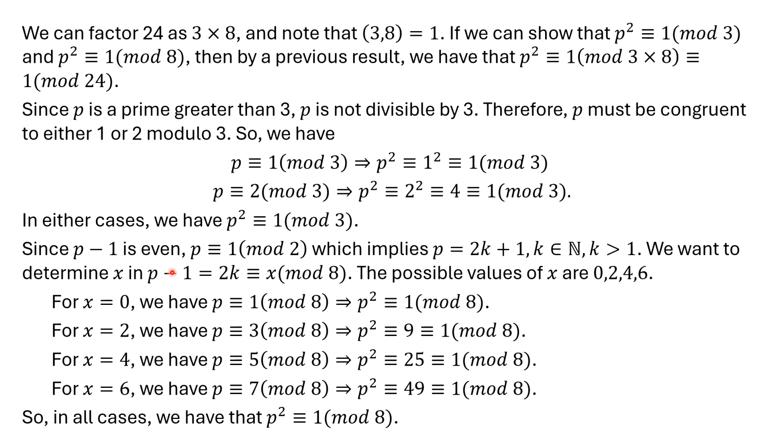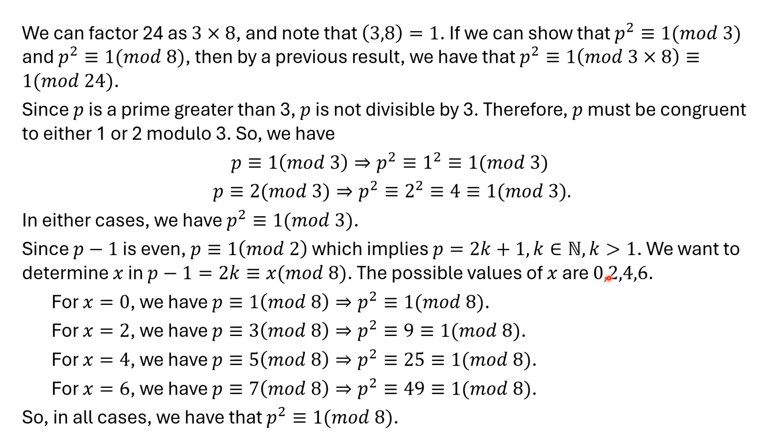So what we want to do is look at P minus 1 congruent to X mod 8. We don't know what X is, but we know there's 4 possibilities. It's either 0, 2, 4, or 6, since we know P minus 1 is even, of the form 2K. So we'll look at each one of these cases and see what we can figure out about P squared. Put in X equals 0, we bring the 1 over, and we get P is congruent to 1 mod 8, so P squared is congruent to 1 mod 8, that's good.